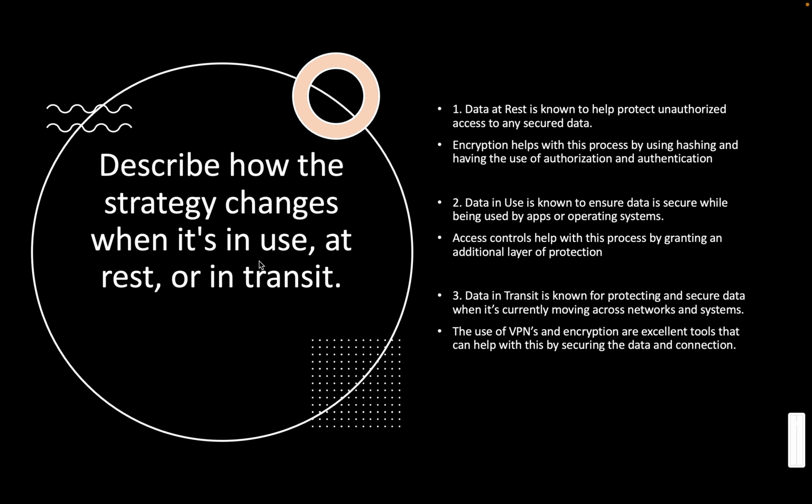Lastly, data in transit is known for protecting and securing the data when it's moving across networking systems. So personally, for me, I like the use of VPNs. VPNs are pretty powerful because you're able to have a virtual private network, and with this, you're able to ensure that when you connect to a network, VPNs are kind of similar to a tunnel system or a subway system, where if you go into one tunnel, you're able to connect to another tunnel. So it's best to know that VPN and encryption are very good in terms of helping with data in transit, using the strategy of securing it.